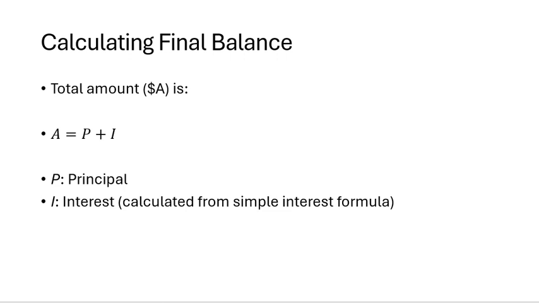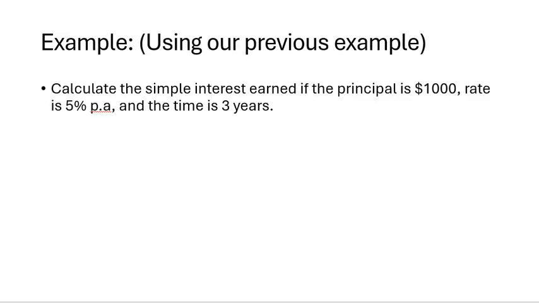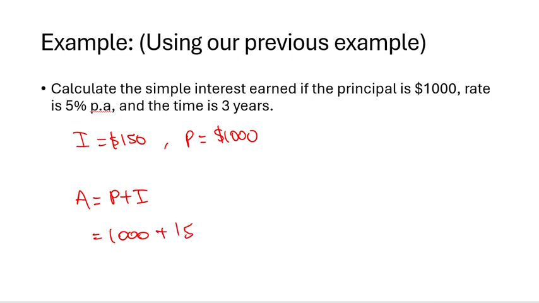Now, what you're going to do next is calculate the final balance after that period of time. So this is a separate formula here. You have A equals P plus I. P meaning the principal, I being the interest that you found using your simple interest formula. So let's just use our previous example. So far we found that I is $150 and we know that P is 1,000. So to find the total balance at the end, we just do 1,000 plus 150, which equals 1,150, just like that.